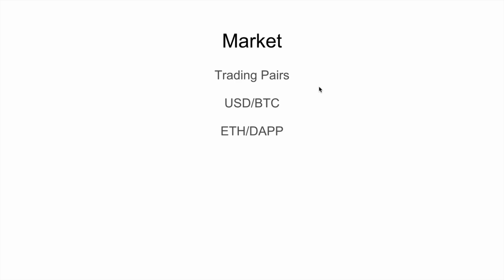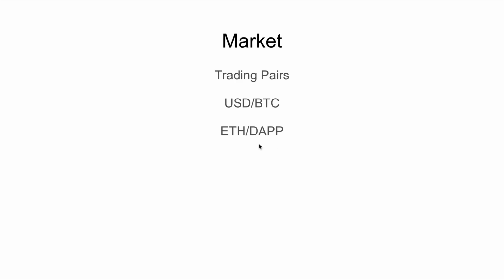Basically, let's talk about a trading pair you might have seen, like US dollar to Bitcoin, right? USD to BTC. That just means that you're purchasing Bitcoin for US dollar. And in our case, we're going to see cryptocurrency trading pairs. And specifically in our use case, we're going to see trading pairs where we're trading Ethereum for tokens.